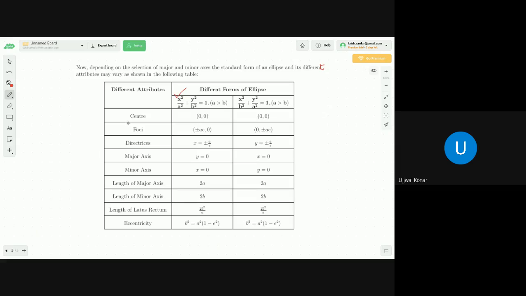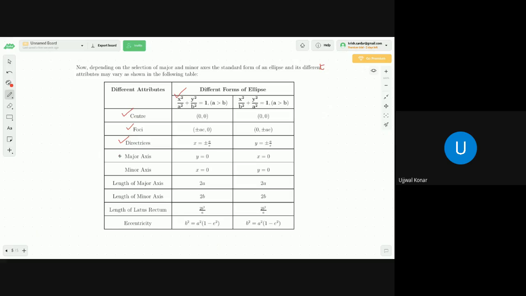Now the first attribute is center. Center remains the same for both these forms of ellipse. Foci, for the first one, is plus minus a comma 0. That means one is a comma 0, the other one is minus a comma 0. But in case of the second form, it is 0 comma plus minus a. Third one is the equation of the directrix. For the first form, it is x equal to plus minus a by e. And for the second form, y is equal to plus minus a by e.